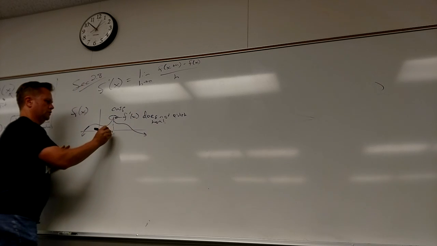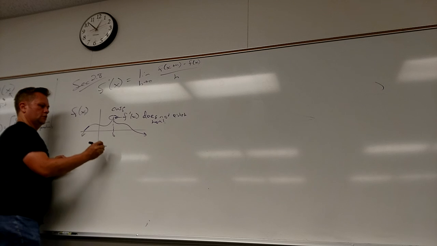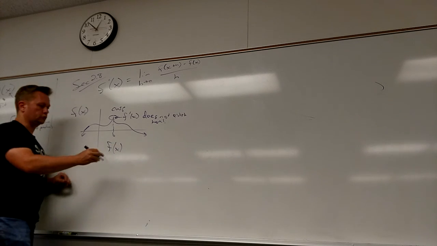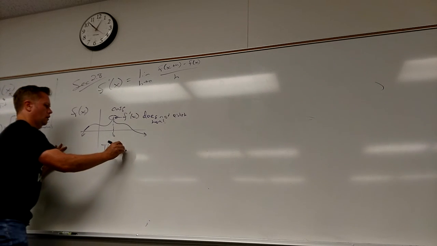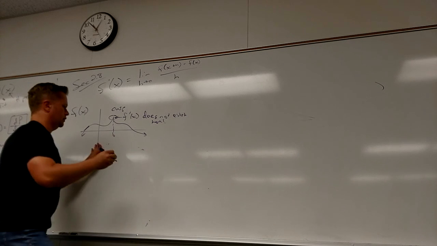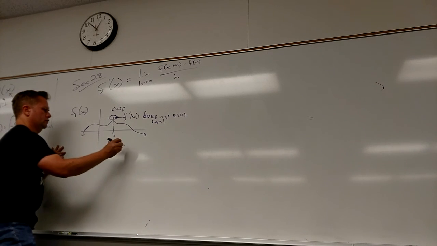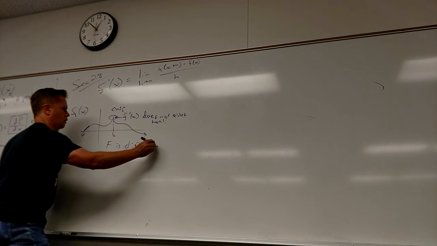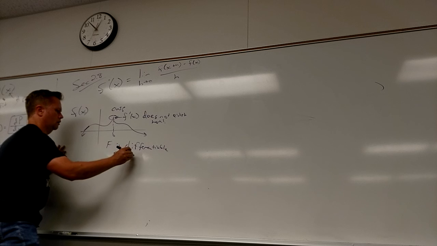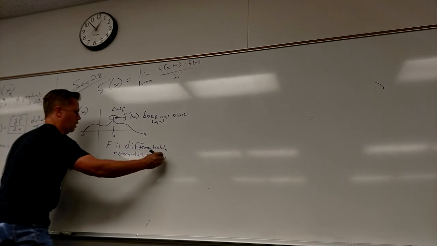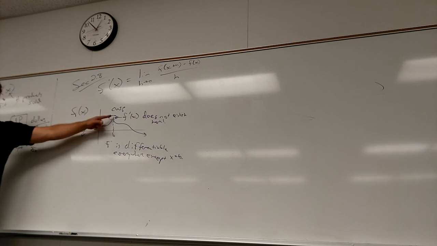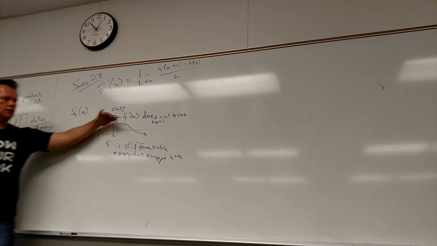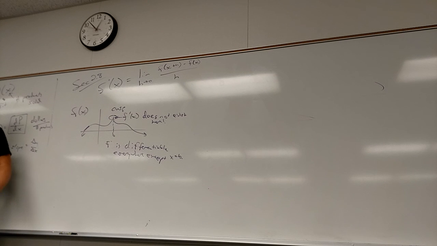So let me call this point B. Let me use the right word. F is differentiable everywhere except x equal to b. So at B, this function is not differentiable. I'm assuming the rest is going to follow this niceness. So that's one way that you can have a function that's not differentiable somewhere.